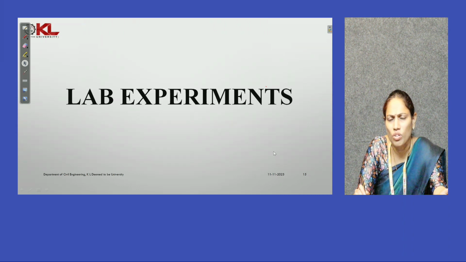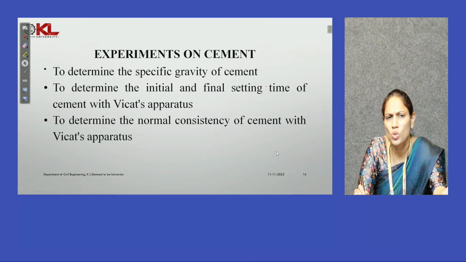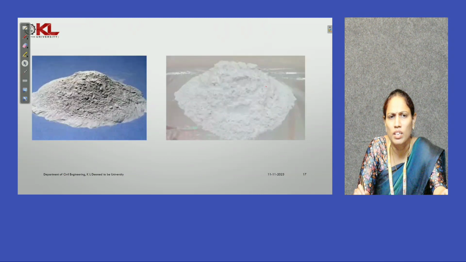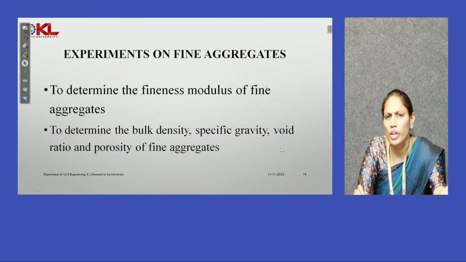So in 302 we have lab experiments. What are the lab experiments we are going to do? They are experiments on cement: to determine the specific gravity of cement, to determine the initial and final setting time of cement with Vicat apparatus, and to determine the normal consistency of cement with Vicat apparatus. And these are the pictures of cement.